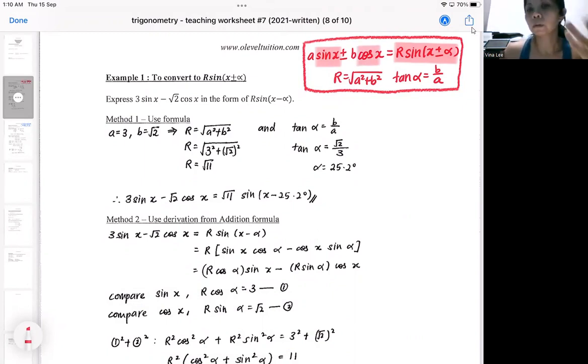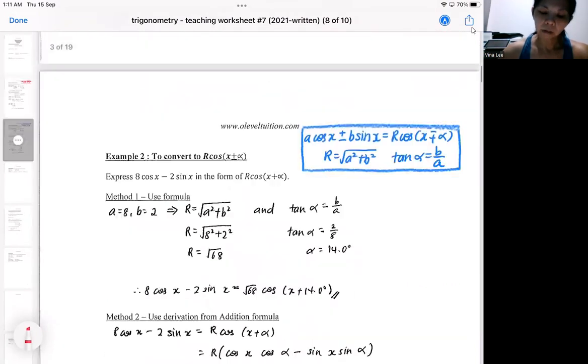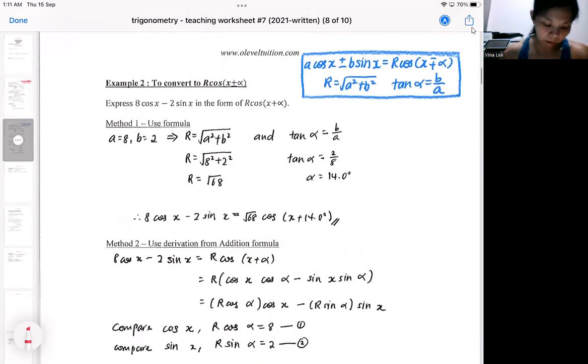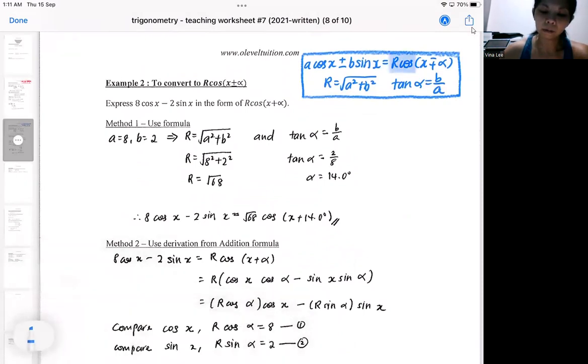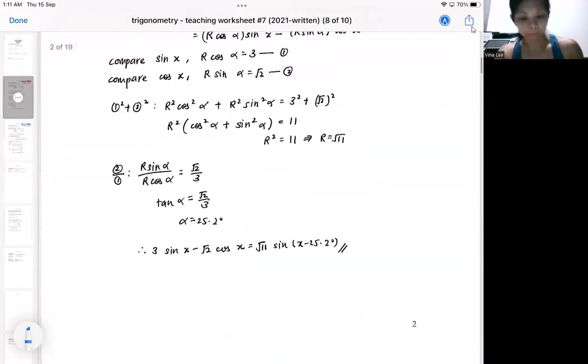Okay, so if you want to use the R formula for sine function, you use it when sine x comes first. The other one, you use the R formula for cosine function when cosine x comes first. I think that's quite easy to remember. If cosine comes first, you use the R formula for cosine. If sine comes first, you use the R formula for sine function.